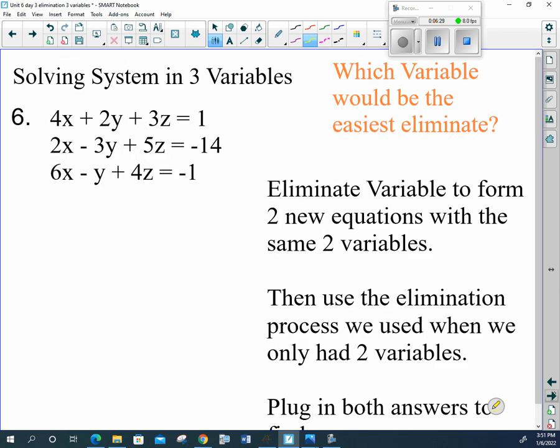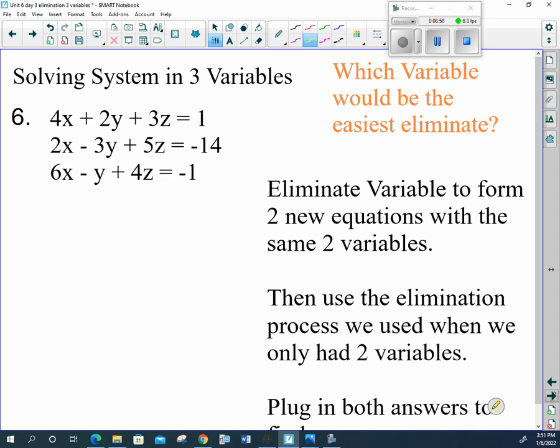Okay, so here we go. Here's our system of three variables. I've got x, y, z. For however many variables you're going to solve, you need that many equations. So if I've got x, y, z, then I need three equations. To begin with, you've got to decide what variable you want to eliminate. So you take a quick glance at all three equations, all three variables, and then make a decision based on the numbers about which variable would be the easiest to eliminate.